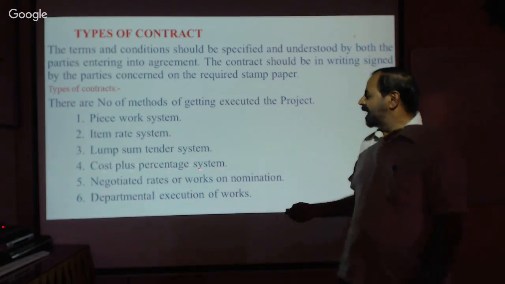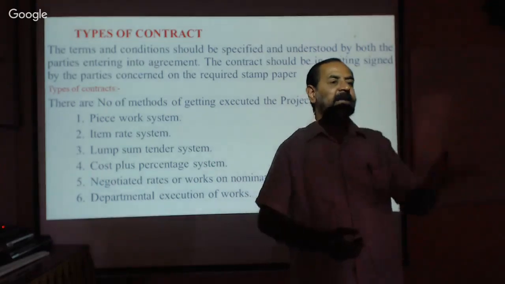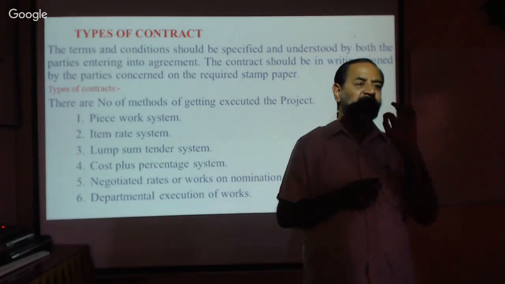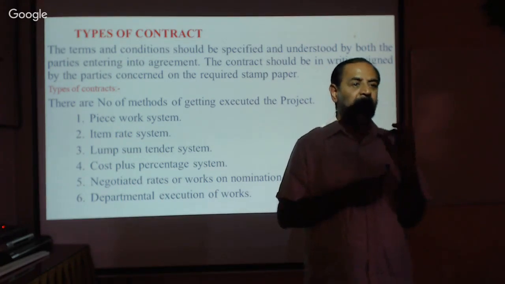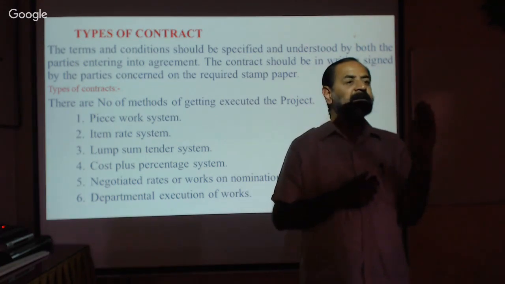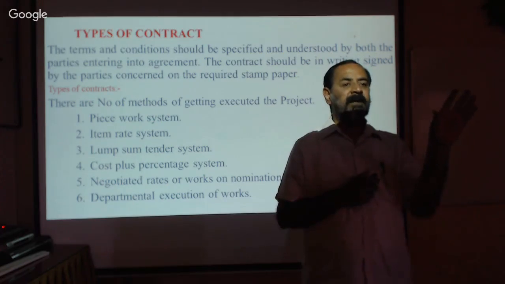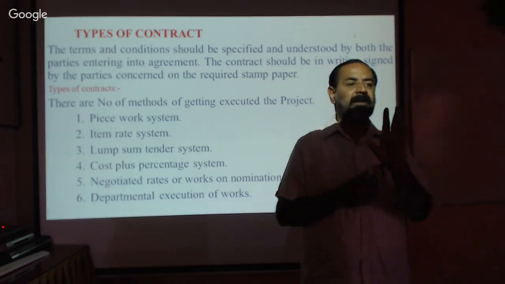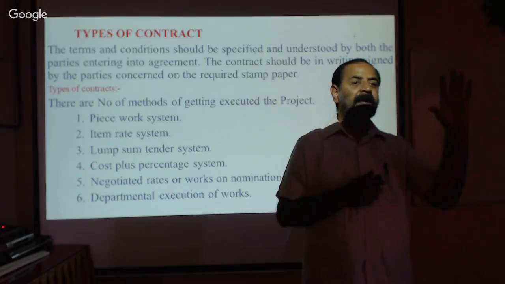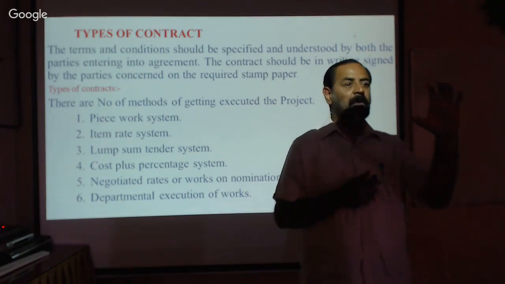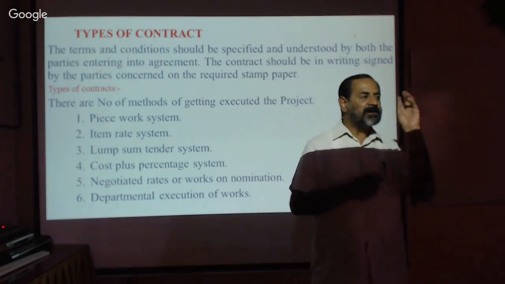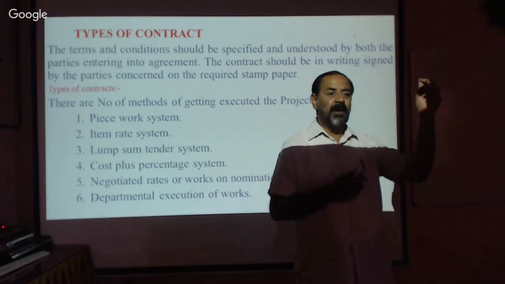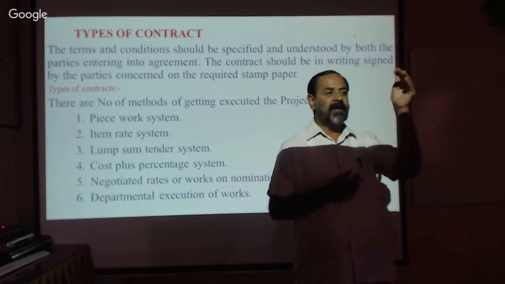Now here, the cost plus percentage system. This is one of the best methods we can employ individually, for private firms. It is definitely possible. That is, account the expenditure for a week or for a month. Calculate the total amount spent: the actual cost of the material, actual cost of the men, actual cost of the machine. You just keep the record, keep the track.